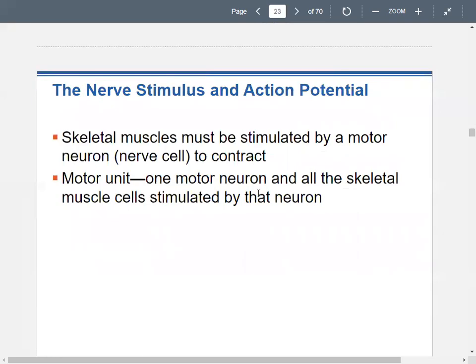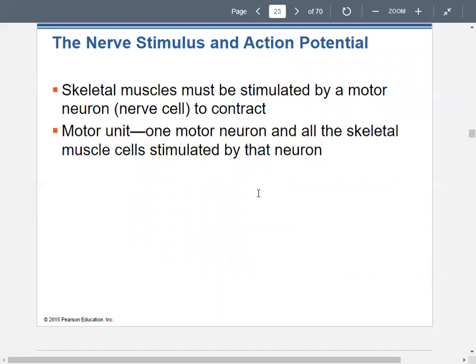So, all right. So nerve stimulus, action potential. All right, so skeletal muscles, they gotta be stimulated in order to get a contraction, all right? So a nerve cell or neuron has to stimulate the muscle cell. Now, when you have a motor neuron, it causes an action in the muscle, and any skeletal muscle cells that are stimulated by that neuron, we call that a motor unit. Okay, some neurons stimulate one muscle fiber, some stimulate multiple muscle fibers. But they're all considered a motor unit because they're related to that one neuron.